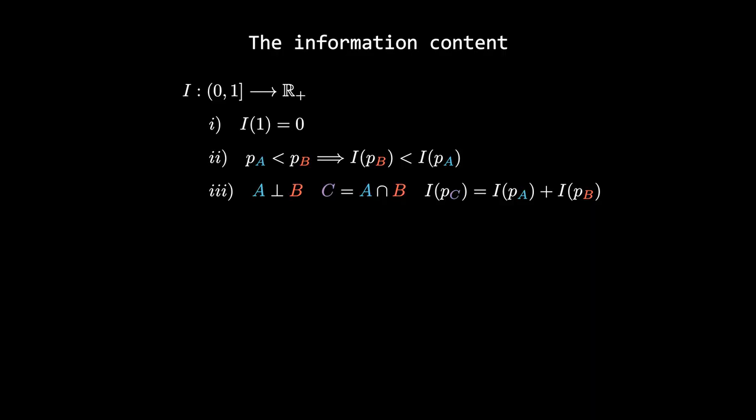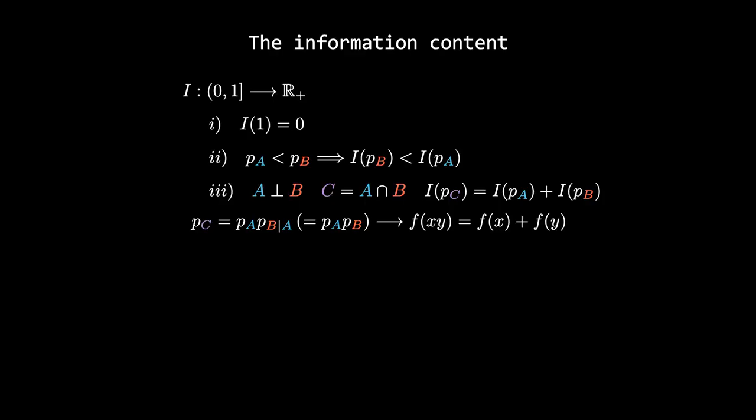If C is the joint event of A and B, then the probability of C happening is the probability of A times the probability of B knowing A. And if A and B are independent, then the probability of B knowing A is just equal to the probability of B. This means that the information content must be a function that satisfies the following functional equation: f of x times y equals f of x plus f of y.